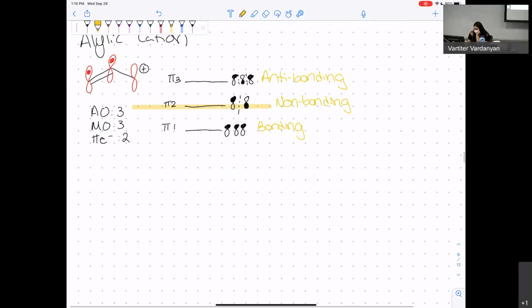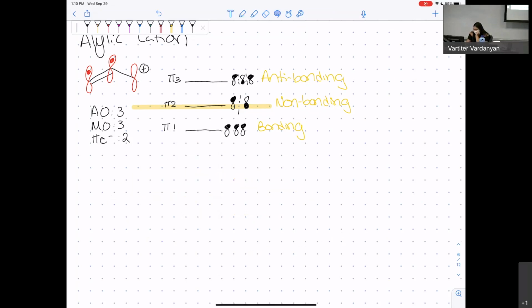So it would be like, let's say we have 1, 2, 3, 4, 5. Again, we're going to cut it in half. So pi 1 and 2 are bonding. 3 and 4 are anti. And so still this one single one in the middle would be non-bonding. For this class, yes.